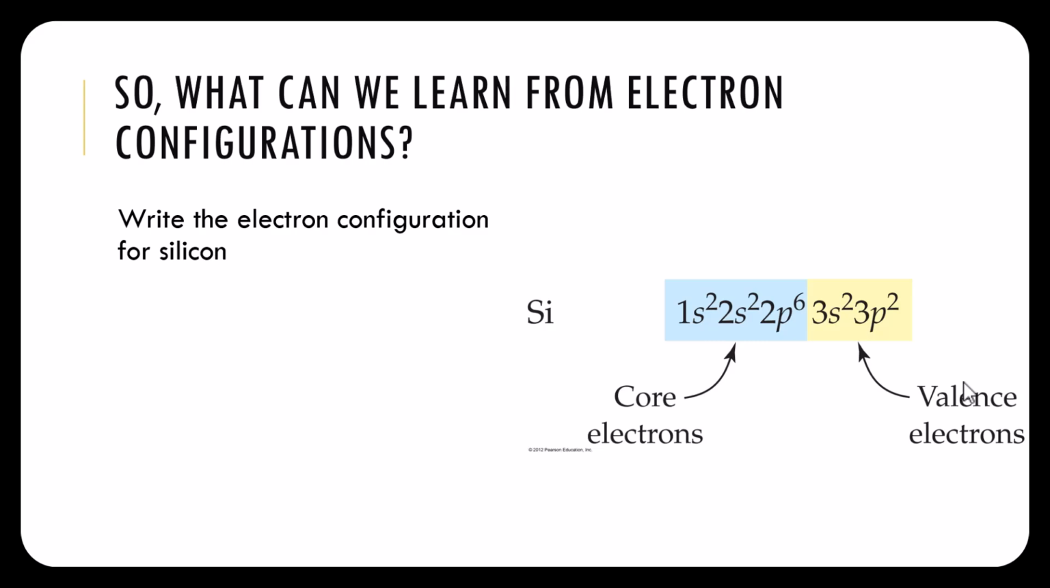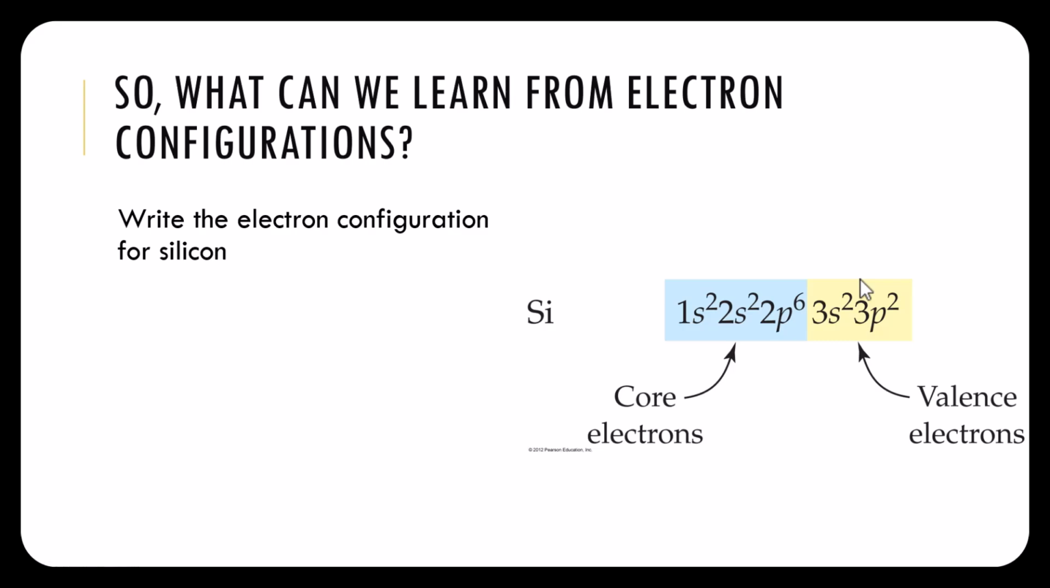Well, number one, valence electrons are in the highest energy level of a configuration. So we look at this electron configuration. I've got some electrons in the first energy level. I've got some electrons in the second energy level. I've got some electrons in the third energy level. So with the third energy level being the highest energy level in this case, that's where we find our valence electrons, so highest energy level.